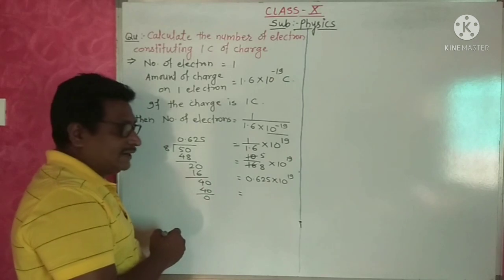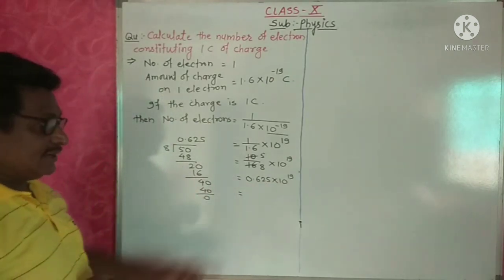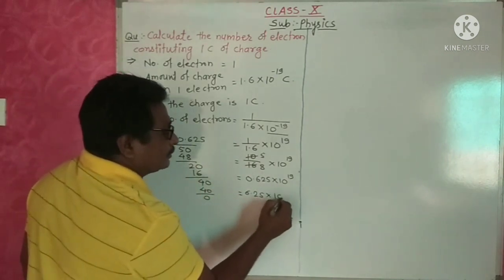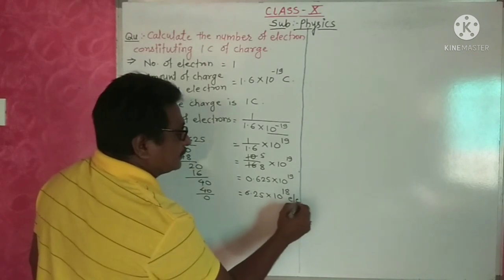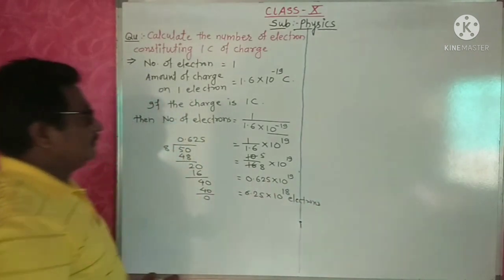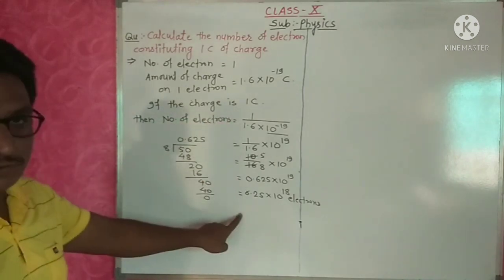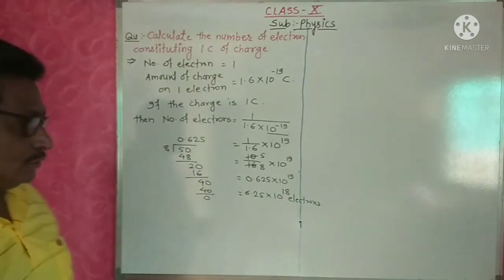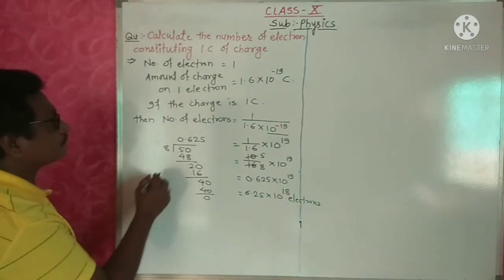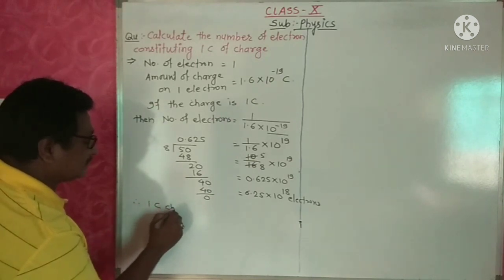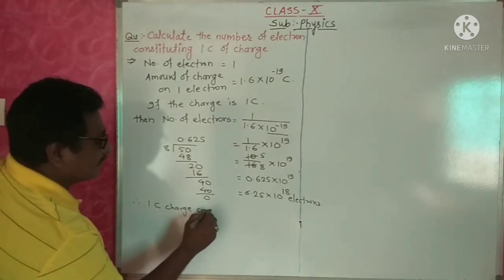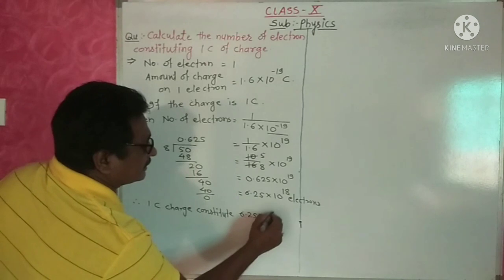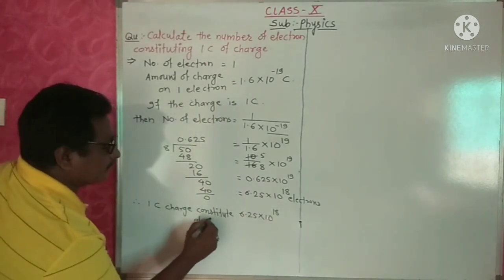So if we write in the standard form, in 8th standard we studied how to write in the standard form. So 6.25 into 10 raised to the power 18 electrons. So in 1 coulomb of charge, how many electrons are there? 6.25 into 10 raised to the power 18 electrons. So therefore 1 coulomb of charge constitutes 6.25 into 10 raised to the power 18 electrons.